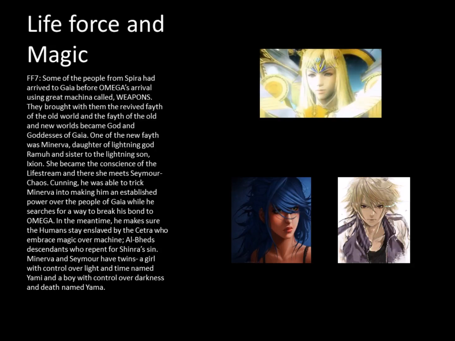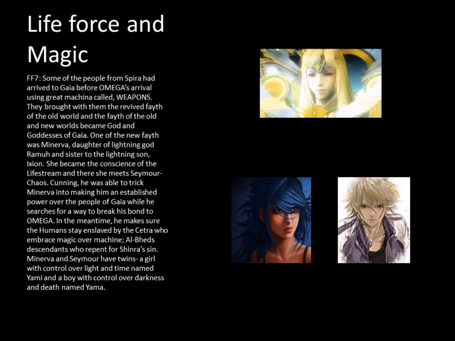Cunning, he was able to trick Minerva into making him an established power over the people of Gaia while he searches for a way to break his bond to Omega. In the meantime, he makes sure humans stay enslaved by the Ketra, who embrace magic over machine, Al Bhed descendants who repent for Shinra's sin.